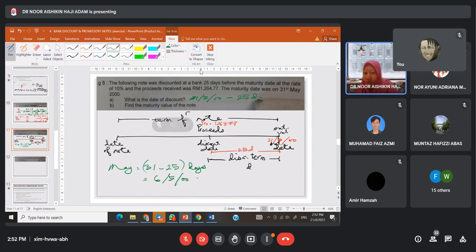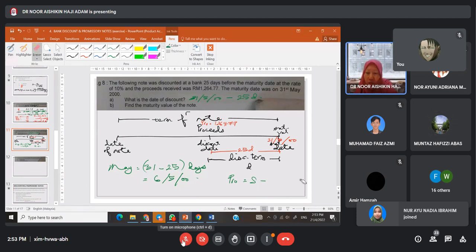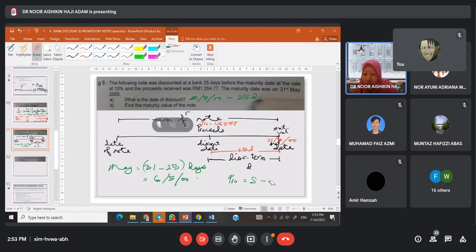Right, what about the maturity value? How do you get the maturity value? S? Nak guna formula mana? Penting you guna formula yang betul. Proceeds sama dengan S minus D. Proceeds equals to S minus D. You cari D. Saya prefer you guna direct satu formula sebab you tak diberi bank discount. You boleh cari tapi saya nak you jalan directly. Ini boleh minimize your rounding off error.